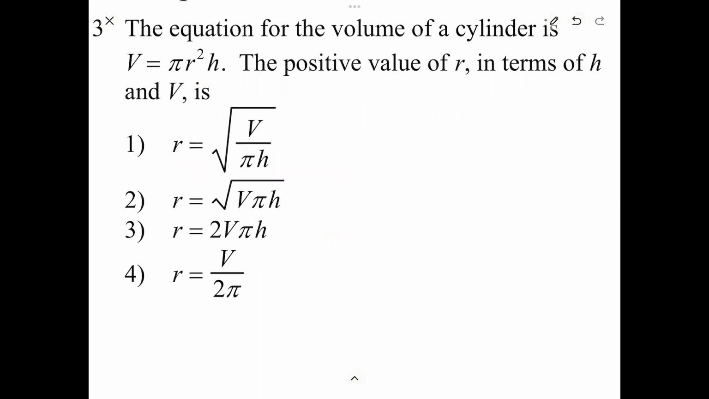All right, let's try a couple more. All right, this one has a square in it. So we got V is equal to pi times R squared times H. Now they want us to get R by itself. So we're going to be R equals to, we know we're going to have a V on this side. We got to figure out what to do with the rest of it.